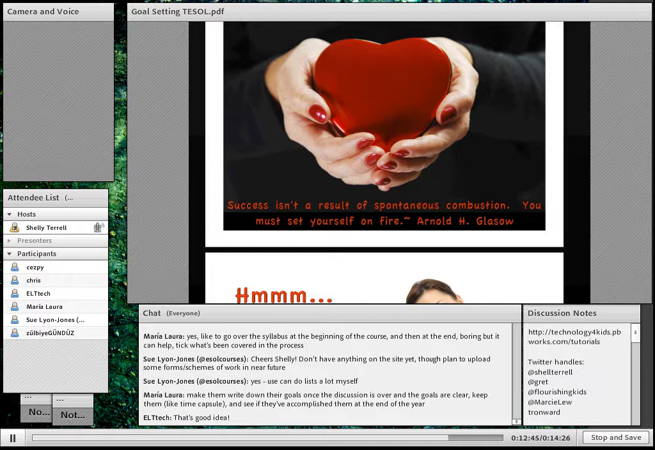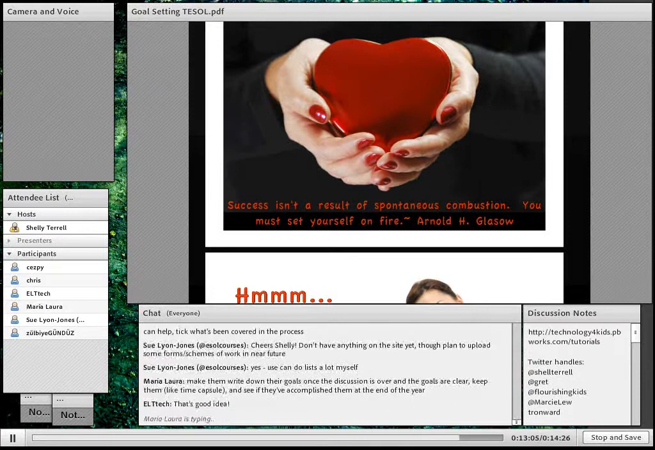Make them write down their goals. So Maria Lauda said, make them write down their goals. Once the discussion is over and the goals are clear, keep them like a time capsule and see if they've accomplished them at the end of the year. Oh, very, very good idea. And if you actually put it like in a time capsule, then that's fantastic too. That's fun for them.